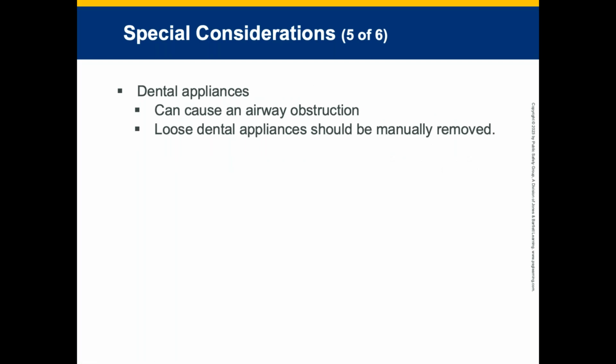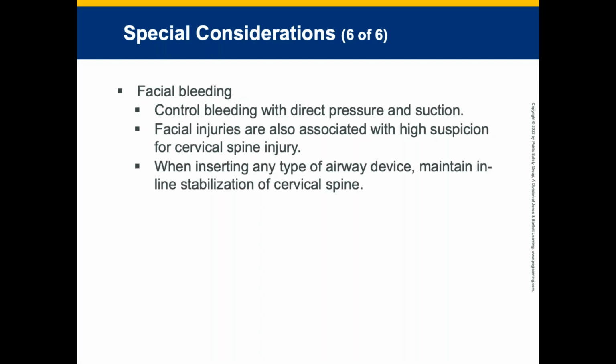Dental appliances can cause airway obstructions as well. So loose dental appliances should be manually removed before providing any ventilation. So take out the false teeth. Then provide your BVM mask and provide your ventilations. For any kind of facial bleeding, make sure you have suction readily available to protect the airway. Control bleeding with direct pressure as suction is necessary. Facial injuries are also associated with high suspicion for cervical spine injury. So if you're doing any kind of airway maneuver, make sure it's a jaw thrust, and also have inline stabilization of the cervical spine.